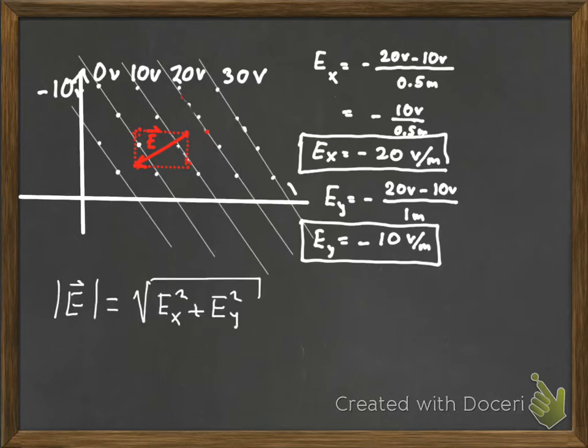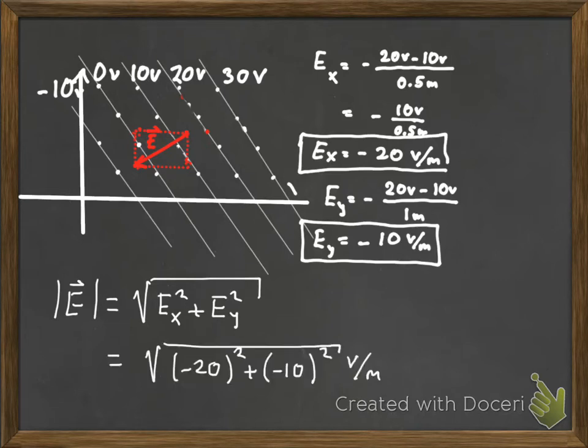All right. Now, if you were interested in finding the magnitude of the electric field in this example, then you would take the x component and the y component and use Pythagoras' theorem to figure out the magnitude. That would be the square root of minus 20 squared plus minus 10 squared, and that will give you 22.36 volts per meter.